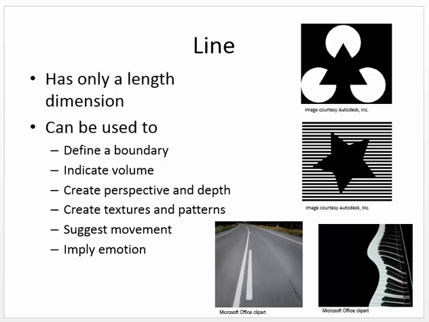Line is probably the one that's used the most common. Has only a length dimension. Can be used to define a boundary, indicate volume, create perspective and depth, create textures and patterns, suggest movement, imply motion. Up here, this star with these lines here, it's suggesting possible movement. Down here, we're trying to show emotion.